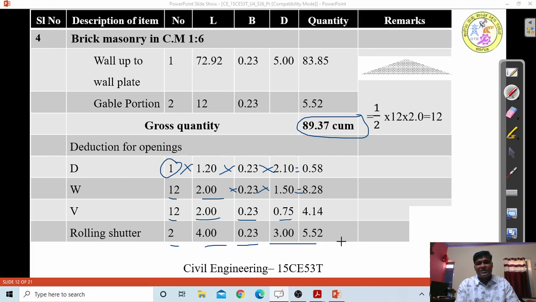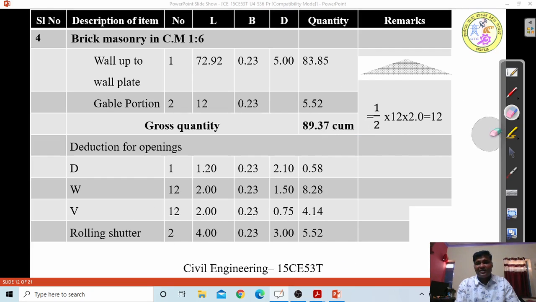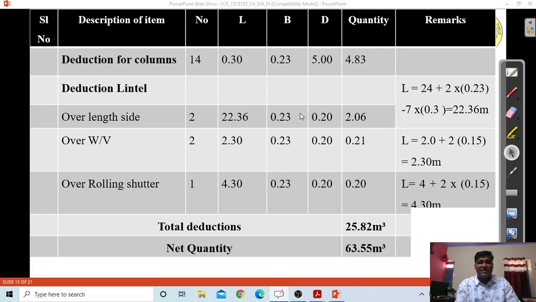So all these openings quantities will be calculated and deducted. And also there are 14 columns: 14 into 0.3 into 0.23. I am going to take only the wall width, 0.23, into 5 meter is the depth, and then again lintel will be provided. See, a lintel is provided above the windows.